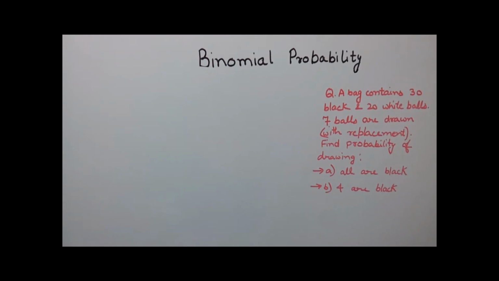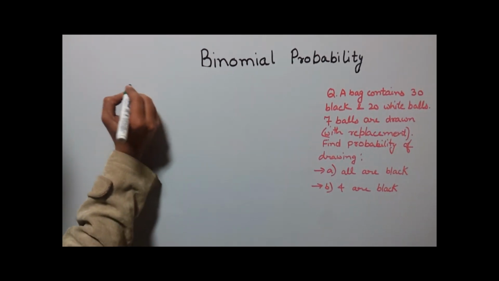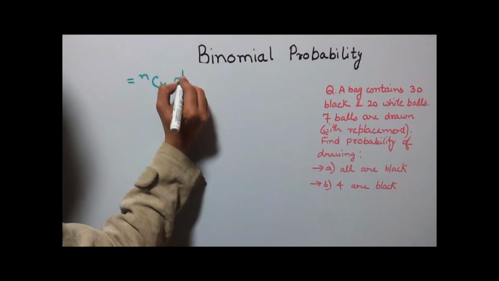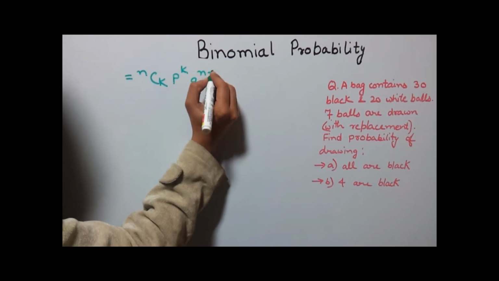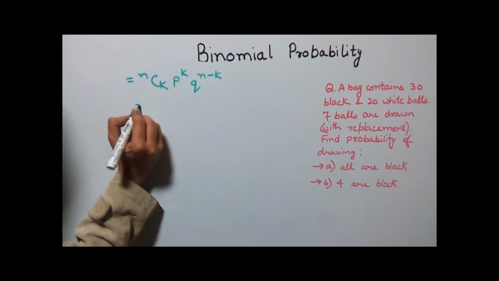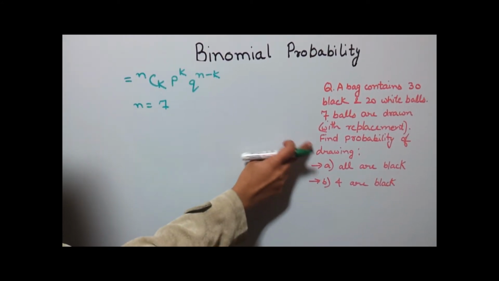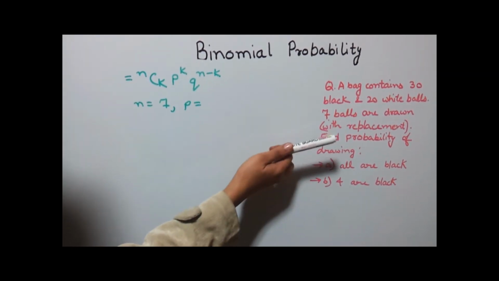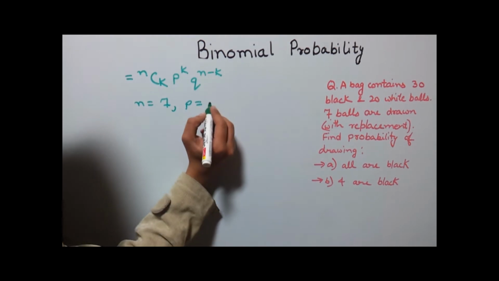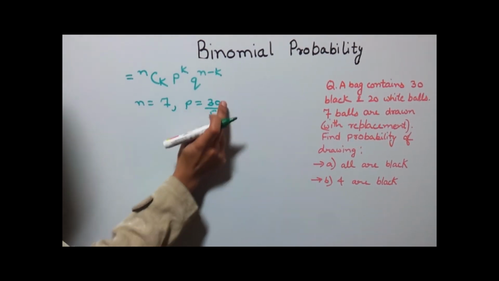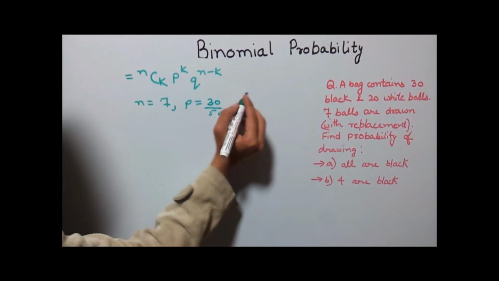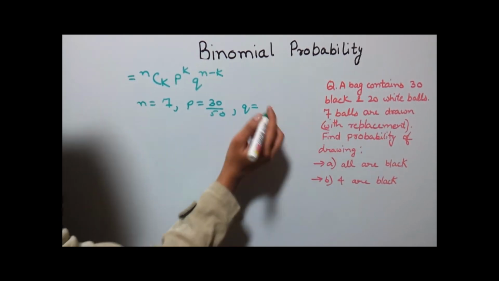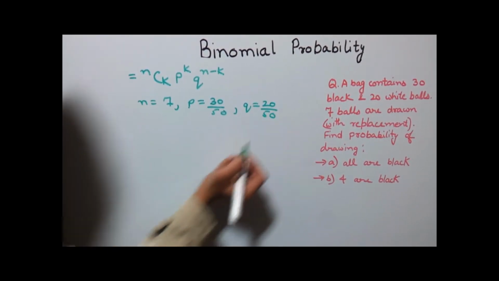So using our formula, which is equal to NCK P to the power K into Q to the power N minus K. Here N would be equal to 7 as 7 balls are drawn. P would be equal to the probability of black balls, which is 30 by 50, because black balls are 30 and total number of balls are 50. Q will be equal to the probability of white balls, which is 20 by 50.